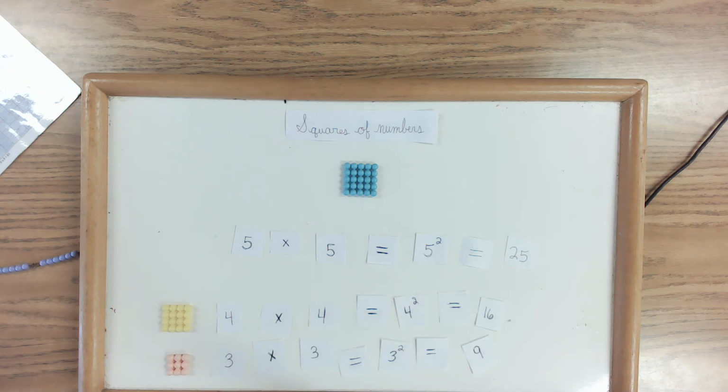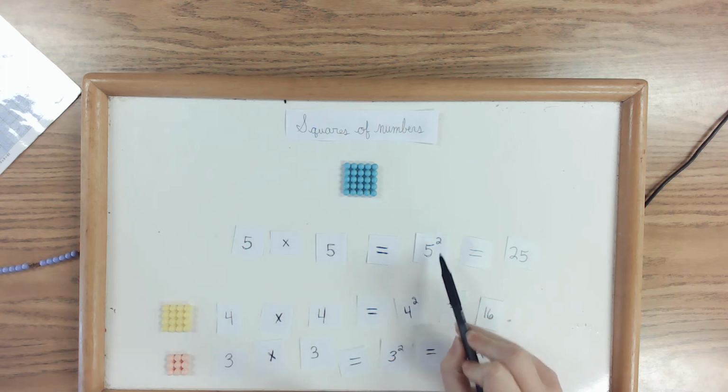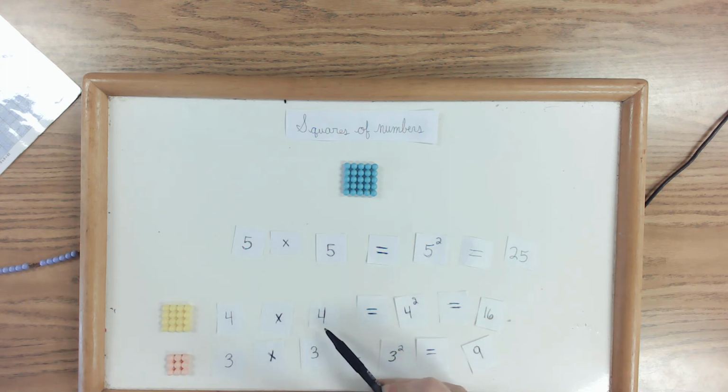And you can do this with any number, as long as you remember that your 5 times 5 is the same thing as 5 squared. 4 times 4, same thing as 4 squared. 3 times 3 is the same thing as 3 squared.